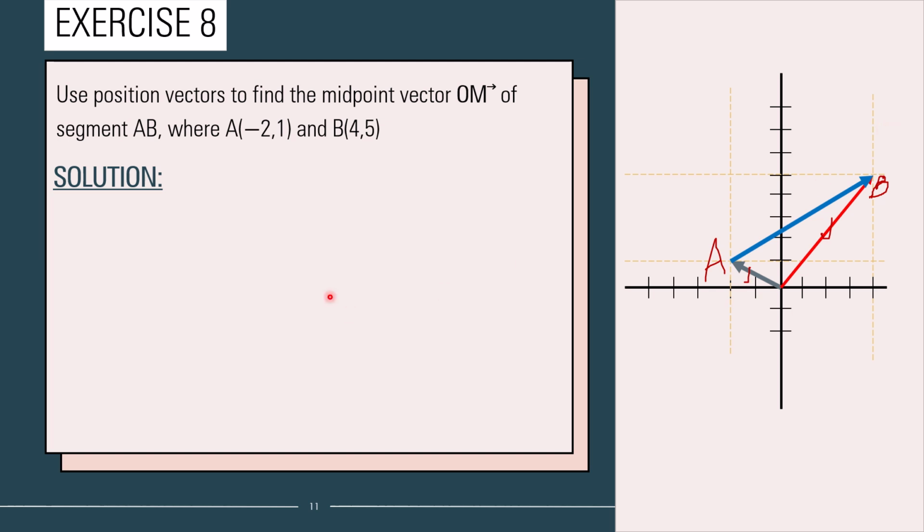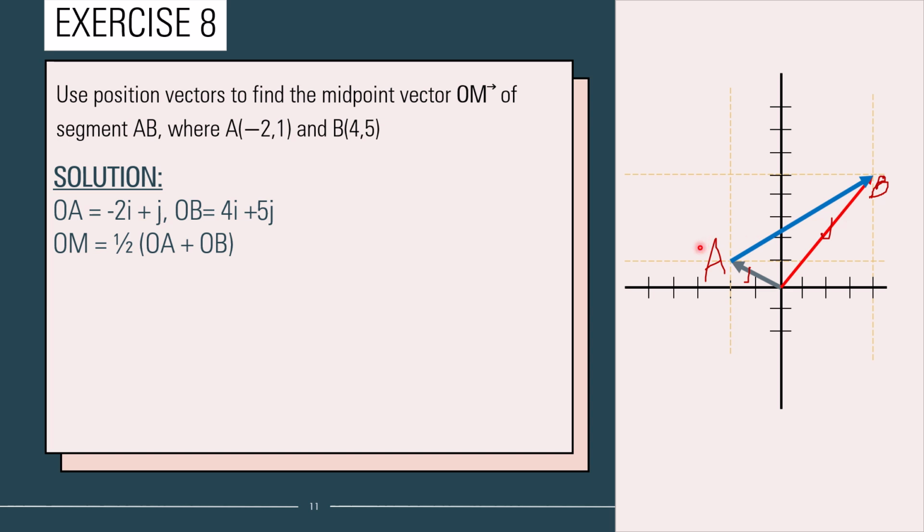All right, what you need to do is find the midpoint vector OM of segment AB. So you have to find the midpoint of this vector AB, the light blue one. You have to find the midpoint for that. How are we going to do that? First of all, OA is -2i + j, OB is 4i + 5j. Midpoint means what? Half of OA plus OB.